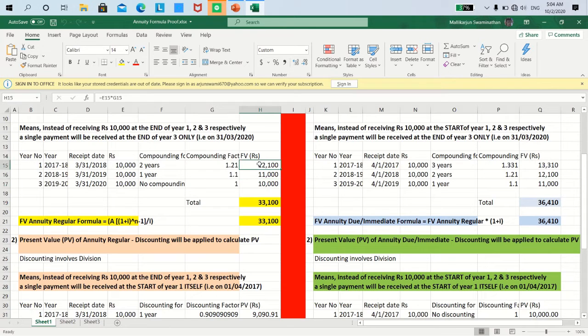Now if I sum up or total cells H15, 16 and 17, the total which I get is rupees 33,100, which is what is presented in cell H19 as the total, highlighted in yellow color. Now this is the long method of doing the calculation.